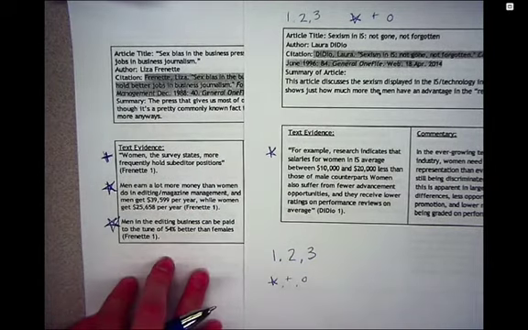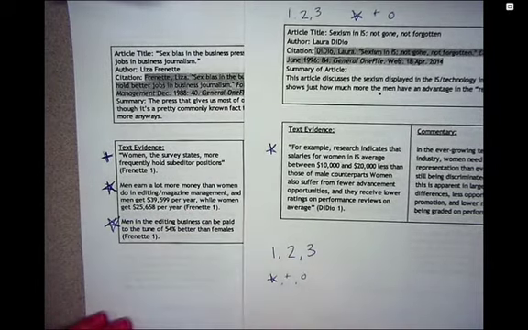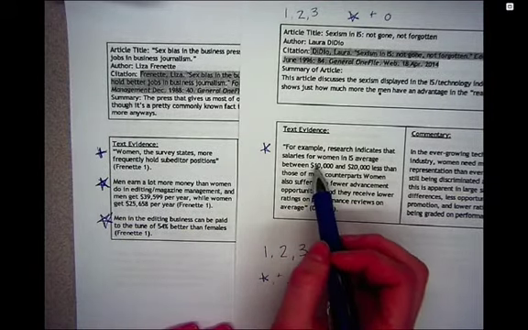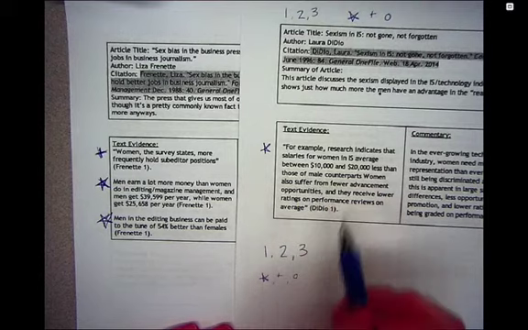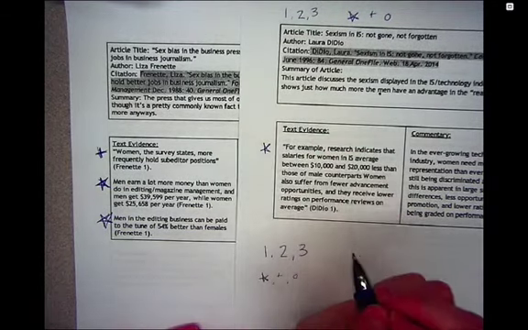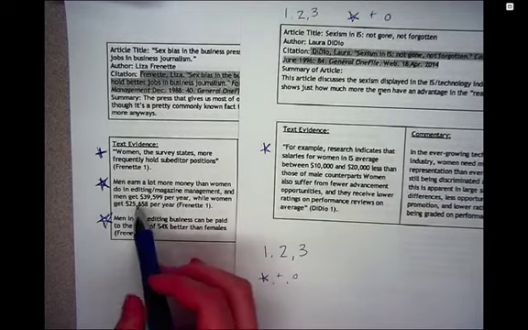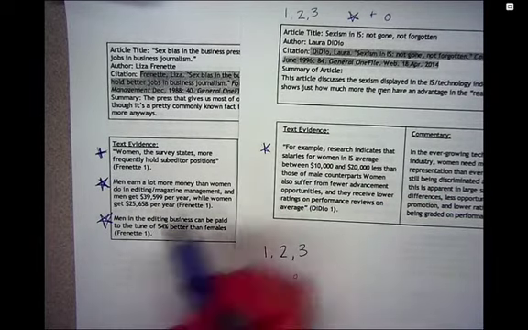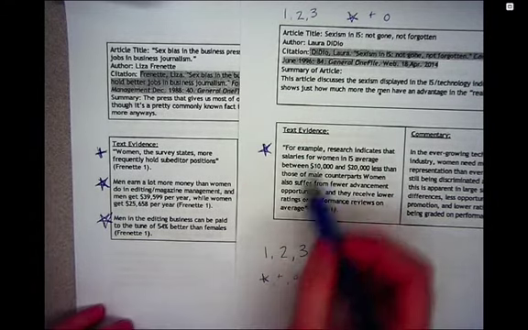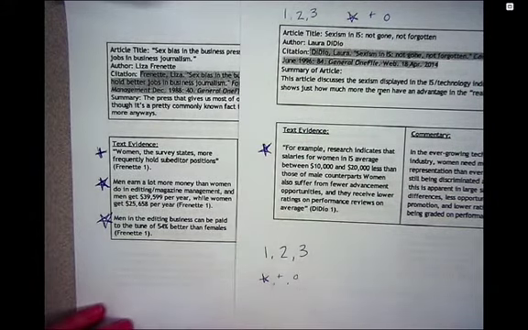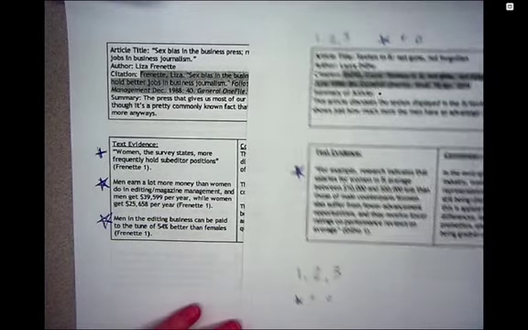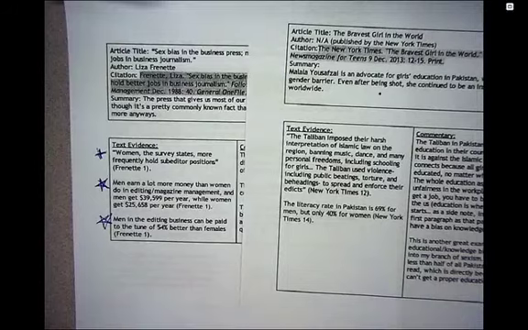I have one already figured out, but I'm going to go to my next piece of text evidence here. It says, for example, research indicates that salary for women is an average between $10,000 and $20,000 less than those of male counterparts. Okay, even though it's a different piece of evidence, this information still relates to the pay subtopic here. So this is still going to be a star. When I look at all these together, these three pieces are going to go in the same paragraph of my outline.